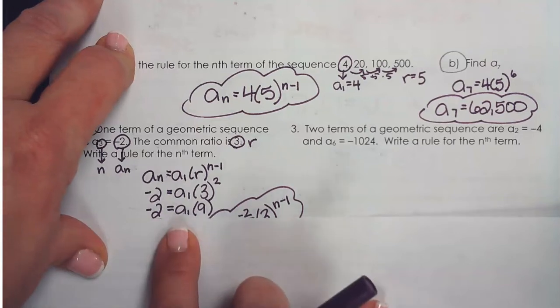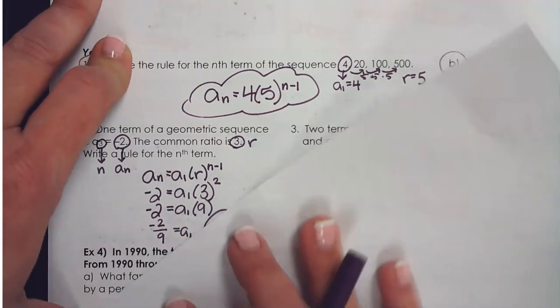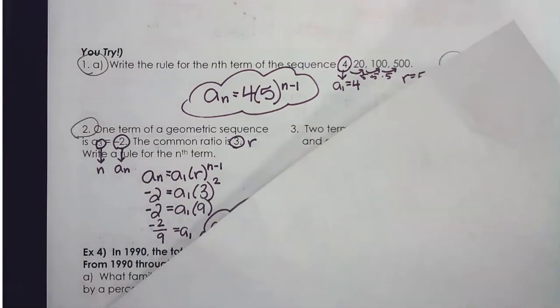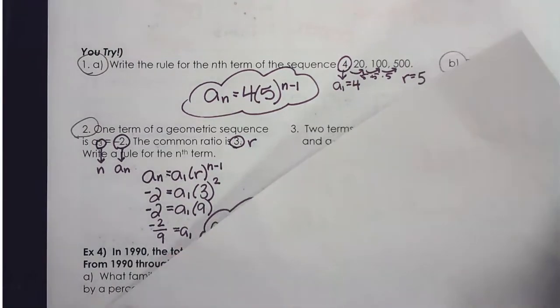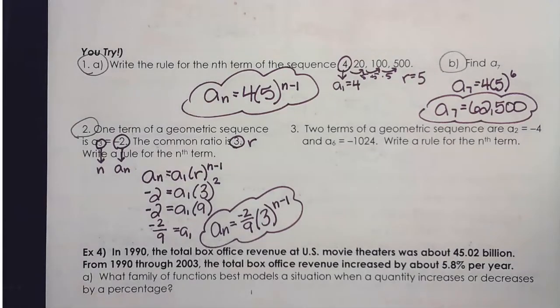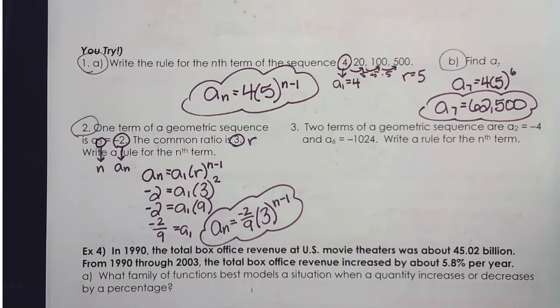So to isolate A sub 1, what would you need to do? Divide by 9, and then we have that A sub 1 equals -2/9. Is that a rule? No. So then what we do is we put that back into the rule where we always have an A sub 1 value and always have an R value. Does that make sense? Okay. So you want to make sure that your rule includes both A sub 1 and R.